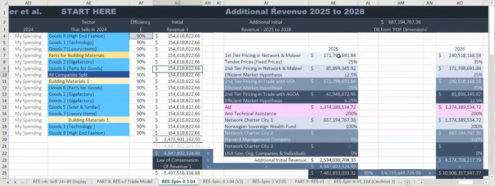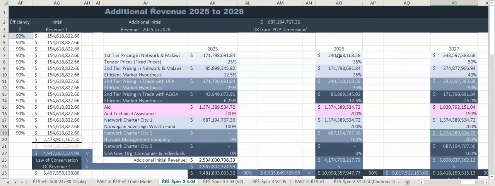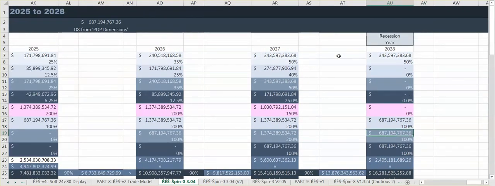Okay, there we go. That's what's come in, and now we're seeing the RES revenue going out, and that's what it pays for.